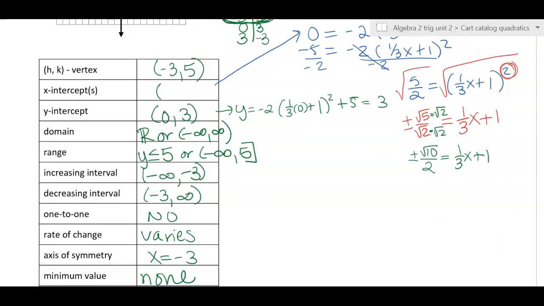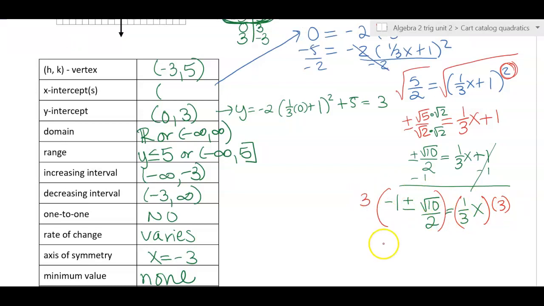I'm just trying to get x alone. What do you need to do here to get x alone? Subtract 1. So you have a negative 1, and it can be both added or subtracted with this rad 10 over 2. And then what's the last thing I have to do to get x alone? Times it by 3. Okay, and it would distribute to this quantity since there are 2 terms. So those are my x-intercepts.